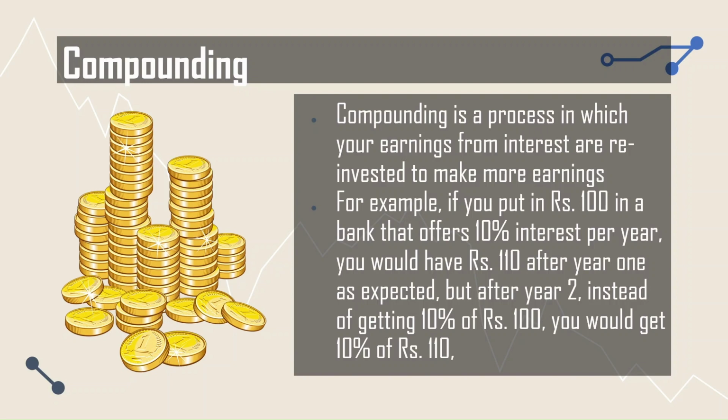You put 100 rupees in a bank that offers 10% a year. After year one, you'd have 110 rupees, right? That's the same as last time. But now after year two, you wouldn't be getting 10% of 100 rupees. You wouldn't be getting 120 rupees. You'd be getting 10% of 110 rupees. So you get 11 more rupees, right? And then you'll end up with 121 rupees.